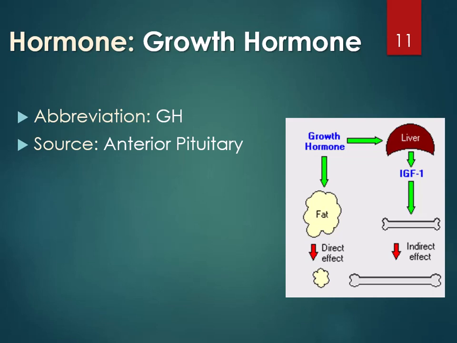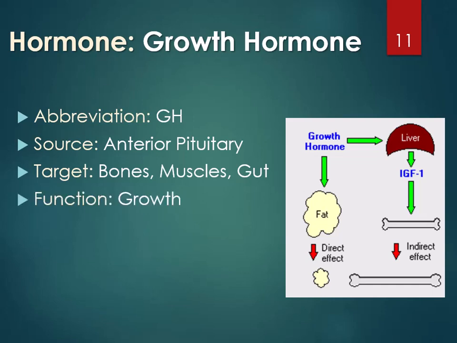So in this example, growth hormone is released from the anterior pituitary. The target is the third bullet point. Where does growth hormone go? Bones, muscles, and the gut organs. So all of these tissues, the bones, the muscles, and the gut organs, would have receptors for growth hormone. And then the last bullet point is the function. What does this hormone do? It makes you grow, hence the name growth hormone.